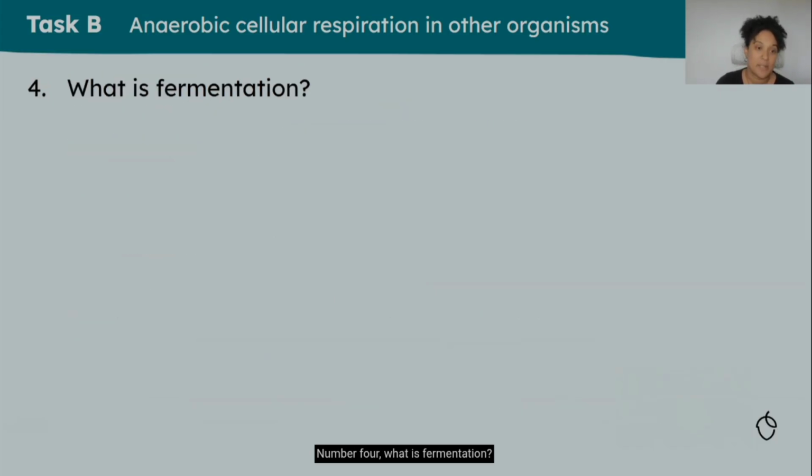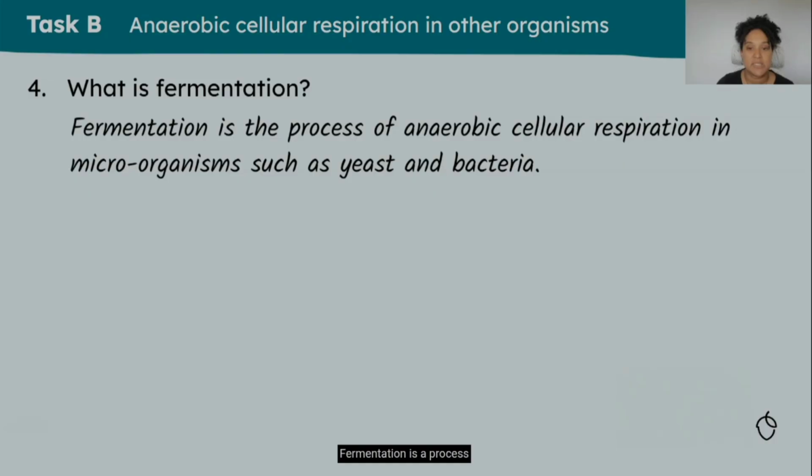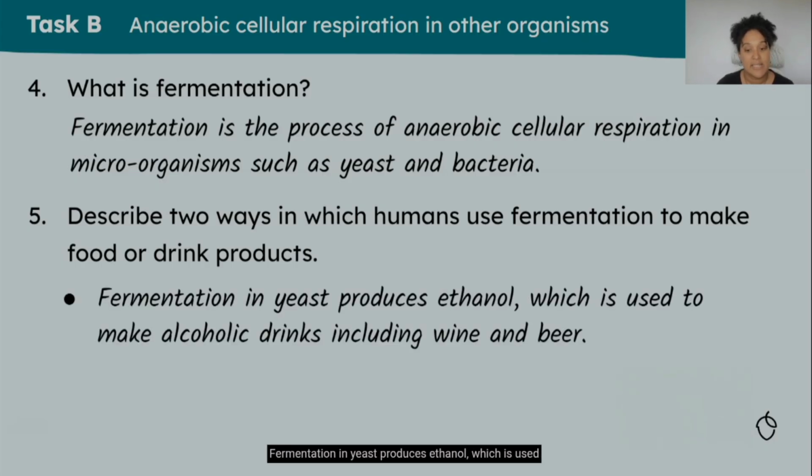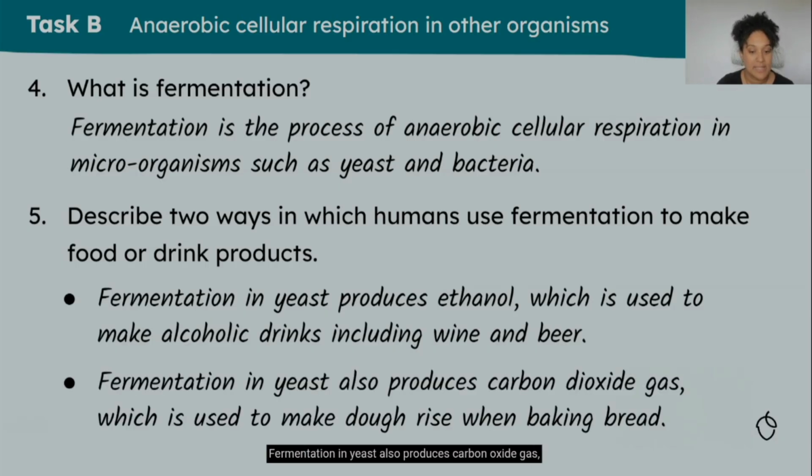Number 4, what is fermentation? Fermentation is the process of anaerobic cellular respiration in microorganisms such as yeast and bacteria. And finally, number 5, describe 2 ways in which humans use fermentation to make food or drink products. Fermentation in yeast produces ethanol, which is used to make alcoholic drinks, including wine and beer. Fermentation in yeast also produces carbon dioxide gas, which is used to make dough rise when baking bread. Great job if you got those right.